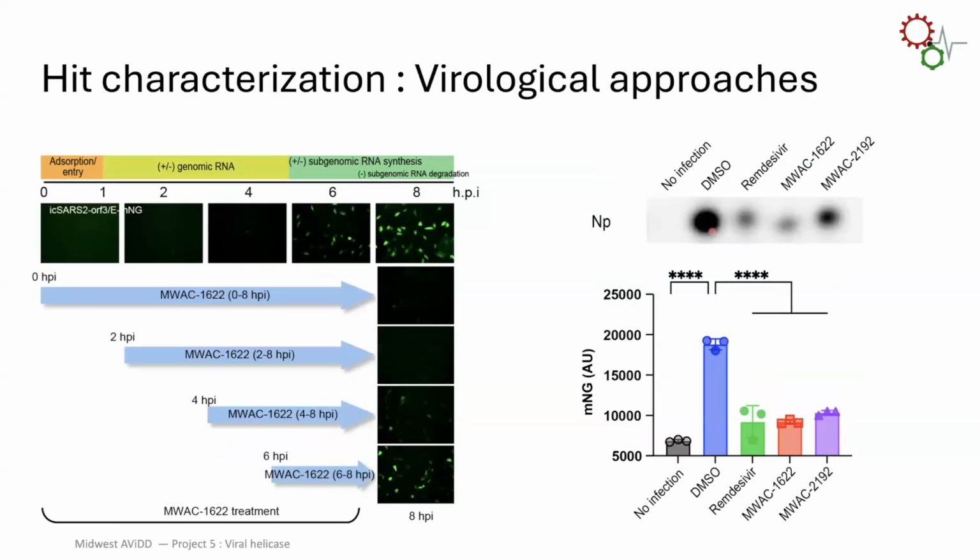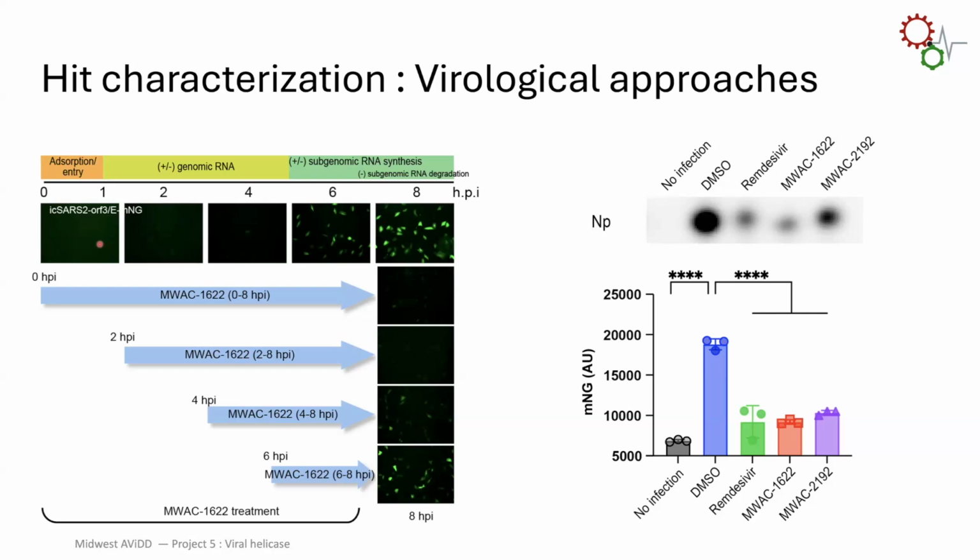Now we are moving toward more virology questions: how these types of compounds affect virus replication. This is more than anti-helicase; now we are talking about how it makes an antiviral. This is a pretty standard time of addition study. Now we are using ICSAR, which is a BSL2 virus because of the complementation system of the ORF3 and E genes.